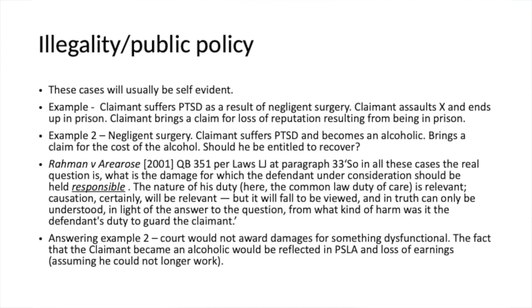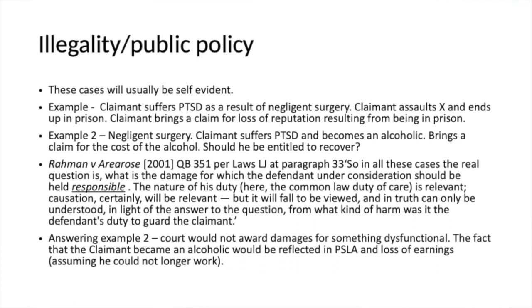But consider this, though, much more nuanced example. Negligent surgery again, and the claimant suffers PTSD and becomes an alcoholic as a result of his PTSD. He brings a claim for the cost of the alcohol. Should he be entitled to recover? So we have factually negligent surgery, PTSD, alcoholic, cost. Some people may be tempted to say that that is a loss which is consequent on the physical injury, but would the court entertain such a claim within a schedule of loss?